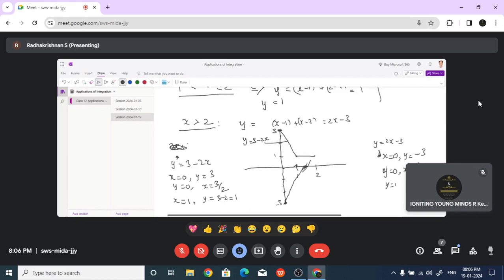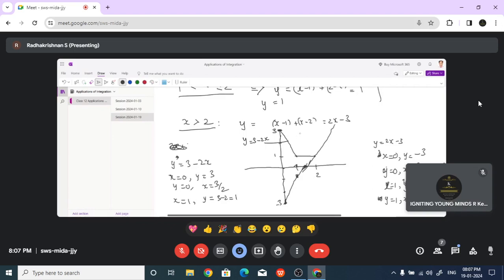Now let's put x equal to 1. x equal to 1, y equal to 2 minus 3, so minus 1. When x equal to 1, it is passing like this. So now where does it cut this line? This line is y equal to 1, right? So put y equal to 1, 1 equal to 2x minus 3, so 2x equal to 4, x equal to 2. So here it cuts and it goes like this.